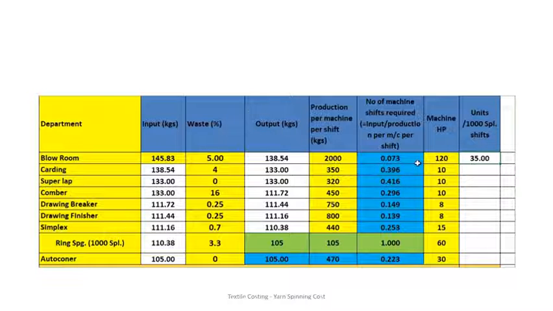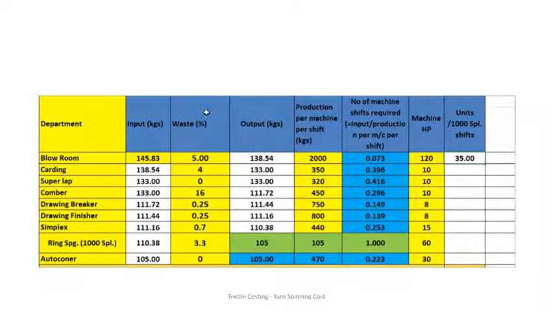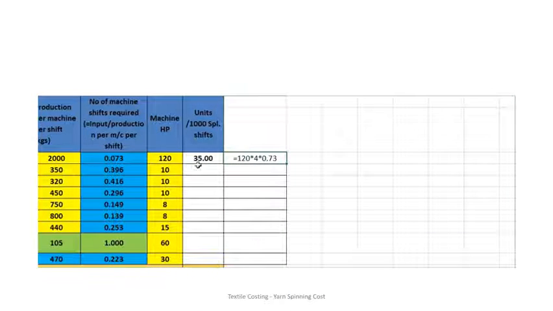So this is 0.073 into 120 into 4. We have this here. It is 120 into 0.073 into 4. Why 4?